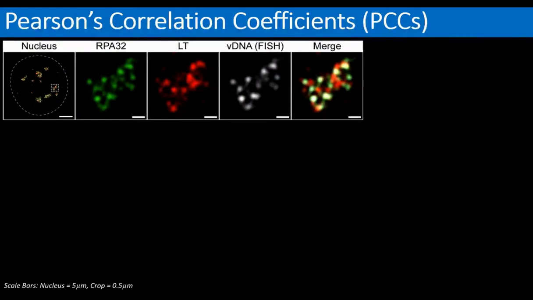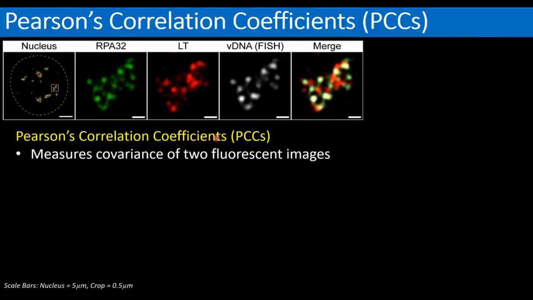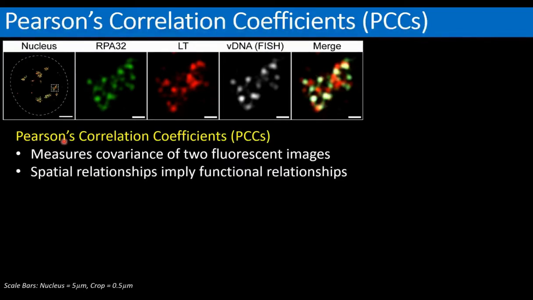To quantify the spatial relationships between proteins in my 3D SIM images, I used Pearson's correlation coefficients, or PCCs. The PCC analysis measures how well the pixel intensities correlate between two fluorescent images. It is not a measure of spatial overlap like other colocalization metrics. Instead, PCCs measure co-occurrence. When a pixel is bright in channel 1, how likely is it to be also bright in channel 2? The basis for this kind of analysis is that spatial relationships imply functional relationships.